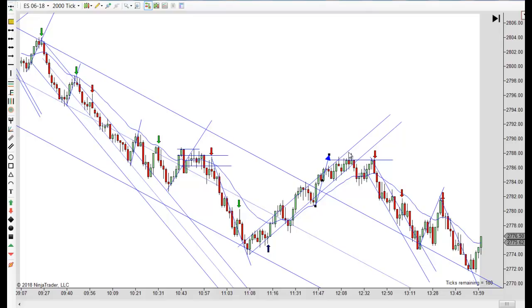And notice what we did. We got one, and we go lower, and then we try to go higher one more time to get that lower high, second entry short, big bearish bar. That's where you want to go short.